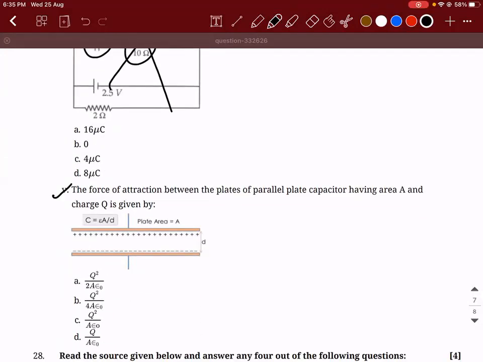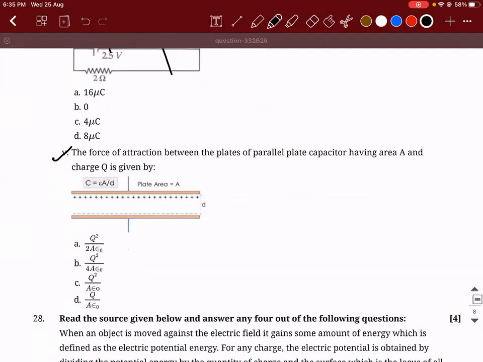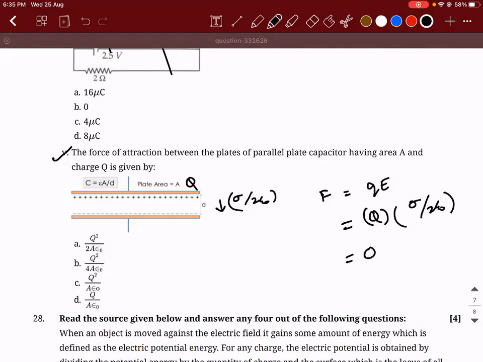The force of attraction between the plates of a parallel plate capacitor. See, the charge on this plate is Q. The electric field due to the negative plate is sigma by 2 epsilon naught. Correct? Yes, sir. So force is equal to, I just use the formula Q into E. So Q is capital Q. Electric field is sigma by 2 epsilon naught. Q into, what is the formula for sigma?